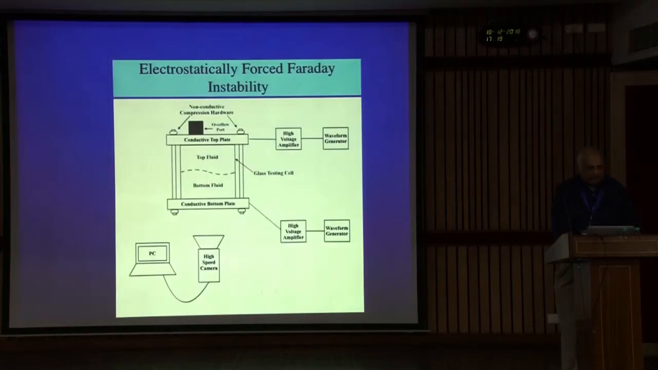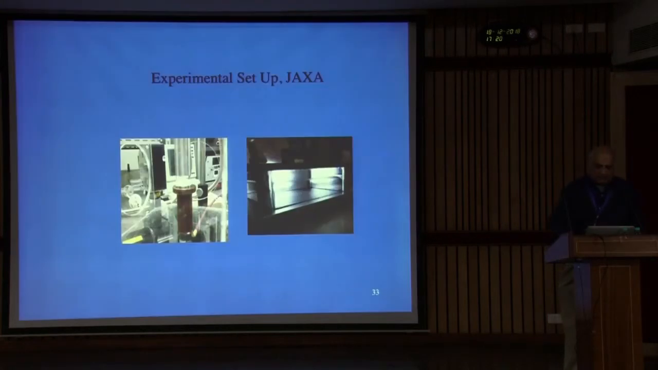Okay, so let's go to the experiments and see what the experiments will tell us about what we just saw here. So it's again a very simple experiment. Really, all you have is 2 liquids, with the conductor on top and bottom plate, and they're just connected directly to a high voltage amplifier. Seen here, this was a setup we had in JAXA. Okay, and here's the container. You put the container right on top of this, and you increase the voltage.